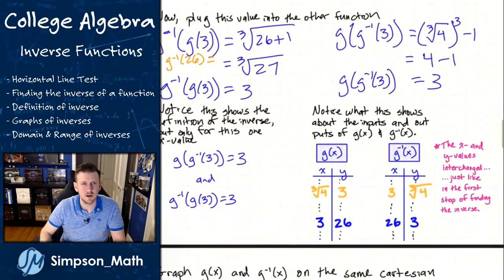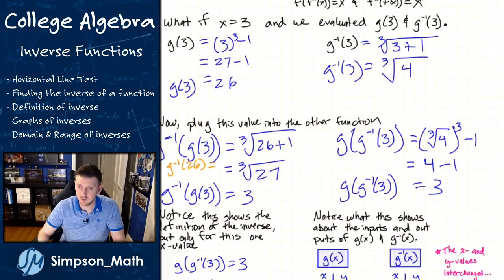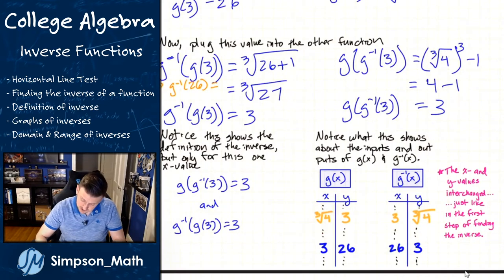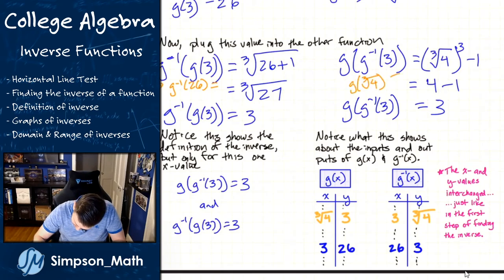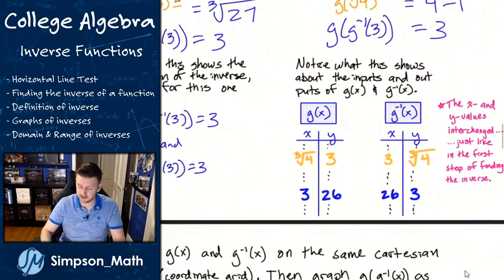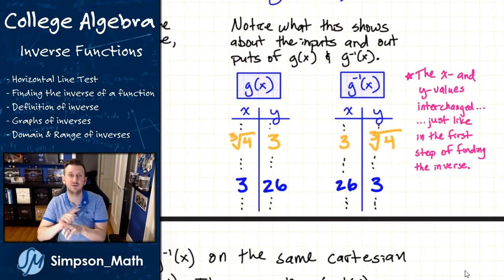3. Okay, so over here, if I plug in 3 into the inverse function, what do I get? Well, when I plug in 3 into the inverse function, I get the cube root of 4. So plug in a 3, out pops the cube root of 4. Cool. So when I plug the cube root of 4 into the g function, that's literally g of the cube root of 4, out pops a 3. So I want you to notice something very, very significant here. The x's and the y values have interchanged places.